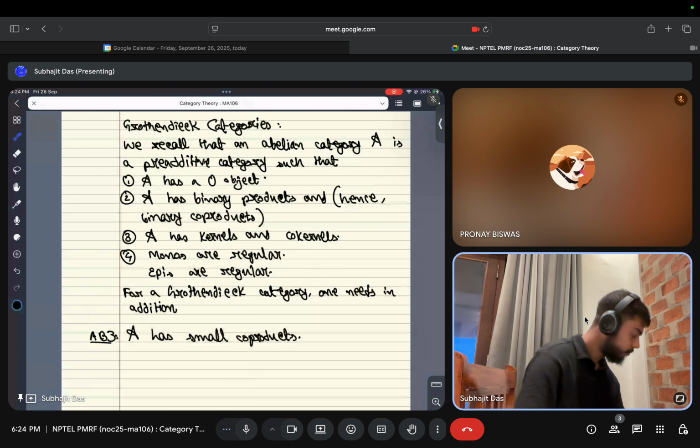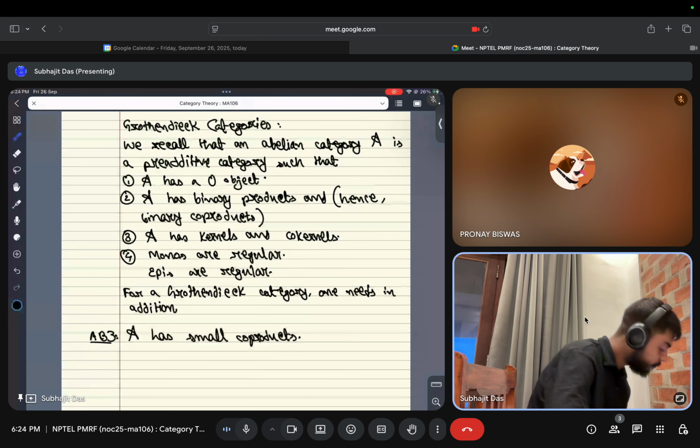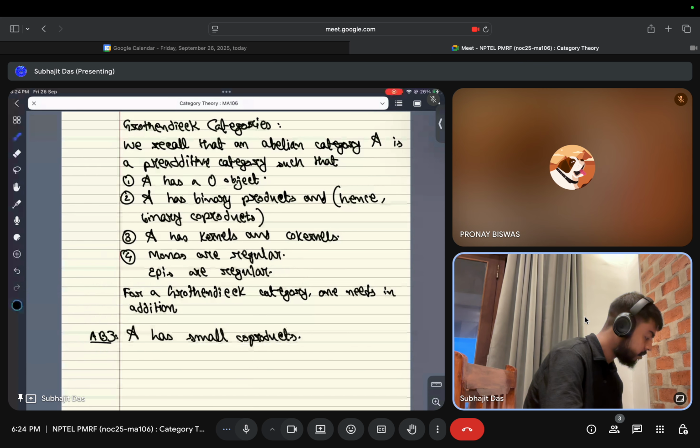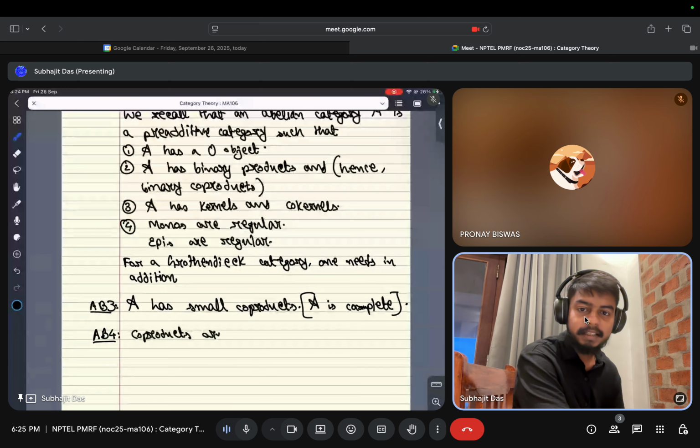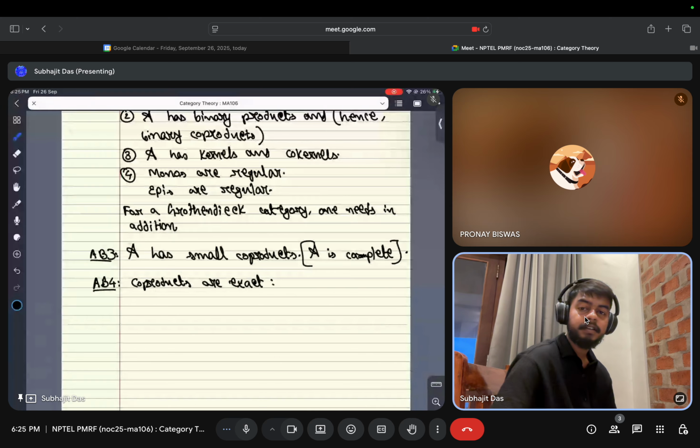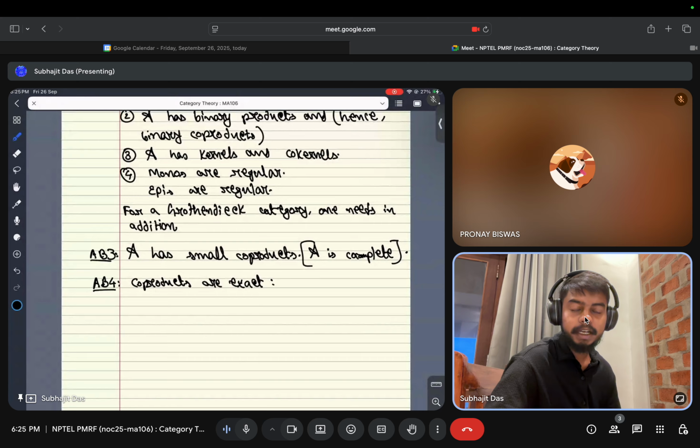Then one has the AB4 axiom, which says that coproducts are exact. What do I essentially mean by this? Can you answer? Coproducts are exact. Would you like to answer this, or should I continue?